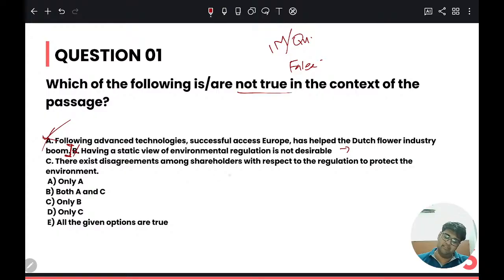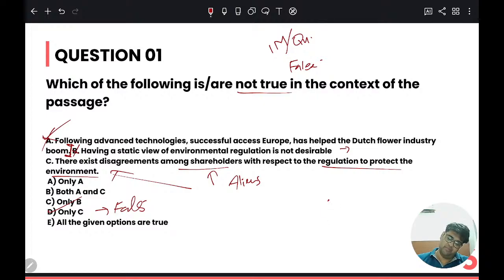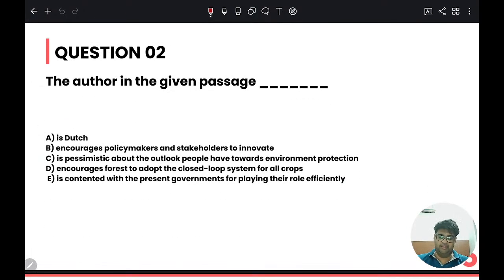There exist disagreements among the shareholders with respect to the regulation to protect the environment. Shareholders, alien, regulation to protect the environment, again alien concept. So accordingly only C is false. So my option would be here D. The author in the given passages, that's no, bro. You can't say that because he told about the Dutch flower industry, it doesn't make him Dutch. He could be German, he could be Indian, he could be even a Malayali. Who cares?